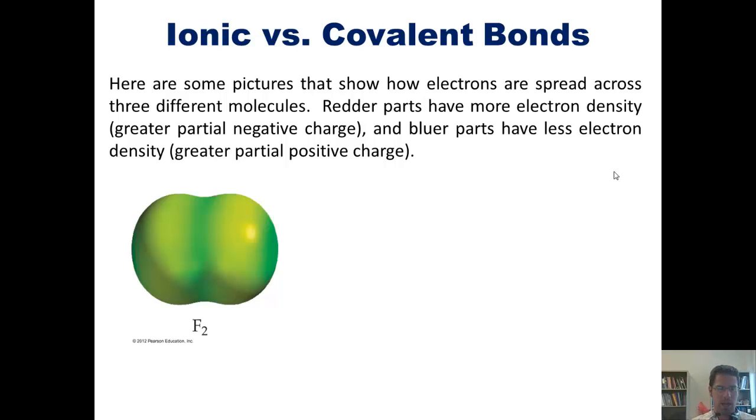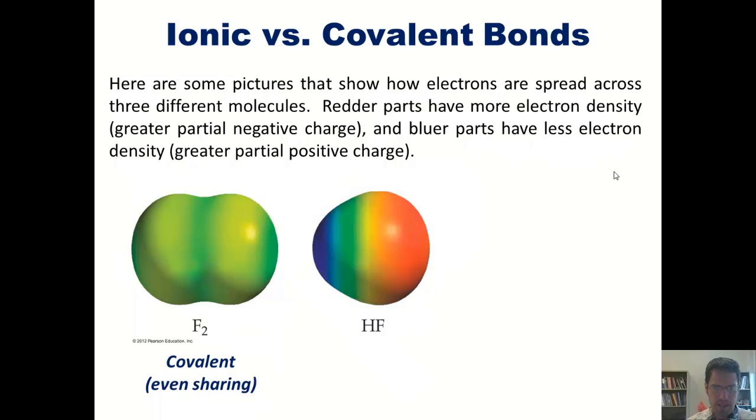Our first example, F2, shown here, which is also known as fluorine gas, is formed when two individual fluorine atoms bond together. When they do so, they share their electrons. Thus, we can say that they form a covalent bond with even sharing. In our second example, HF, or hydrofluoric acid, the H and the F atoms also share each other's electrons. Unlike F2, however, H and F do not share those electrons evenly. So this is an example of a covalent bond in which there is uneven sharing of electrons.